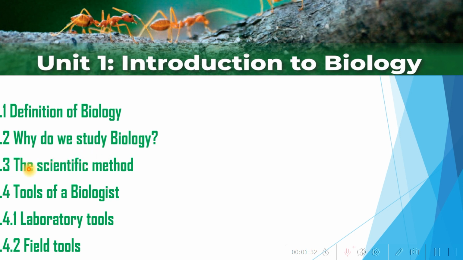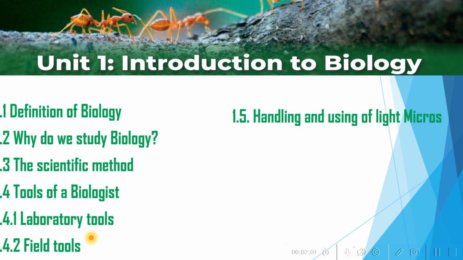On the third point we'll talk about the scientific methods. On the fourth point we'll talk about tools of biologists. Under this point, we'll see two subcategories. The first, known as 1.41, the laboratory tools, and 1.42, known as the field tools. These are some of the points that we'll treat in the context.